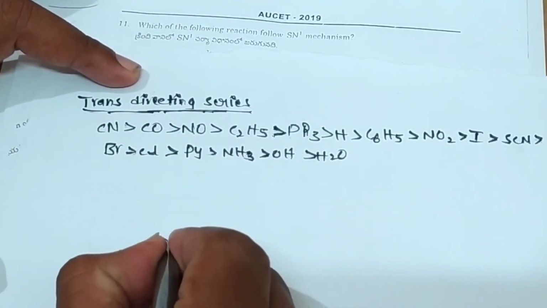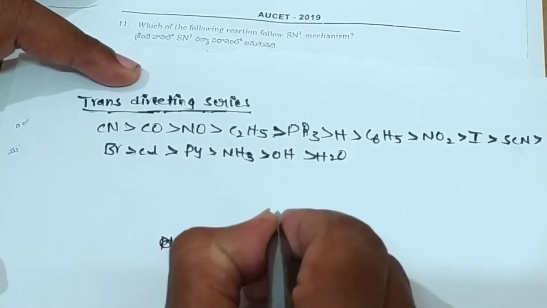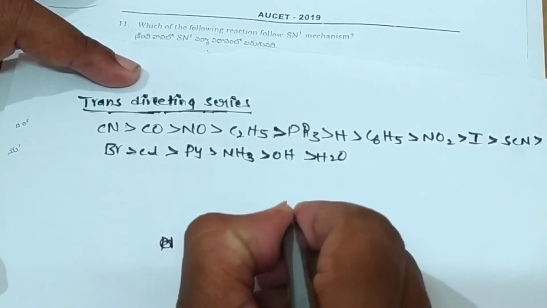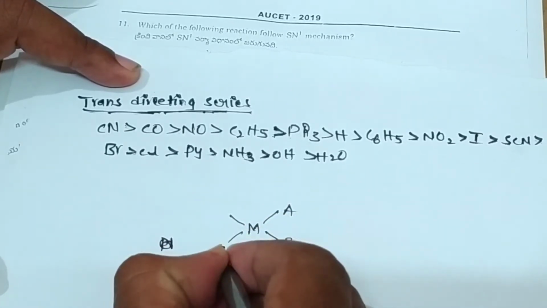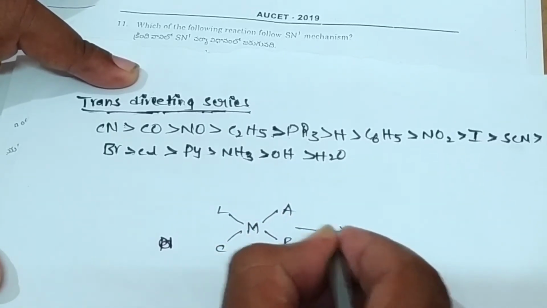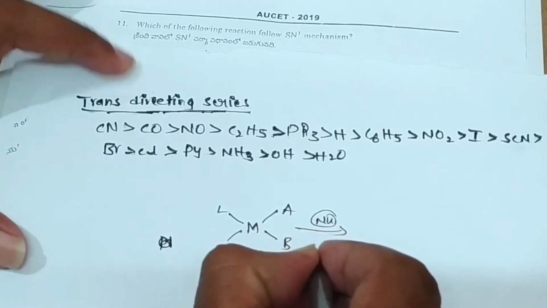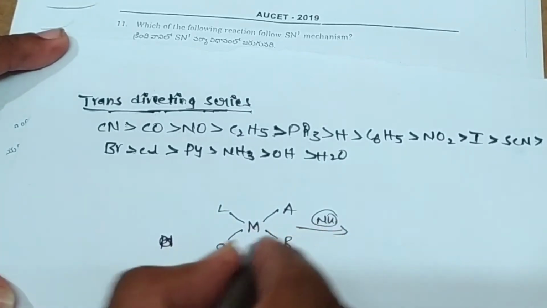For example, I represent a square planar complex like this. This is the metal ion, and the square planar complex has ligands A, B, C, and this is the ligand. This is the nucleophile. One of the ligands is removed and this nucleophile is attached.